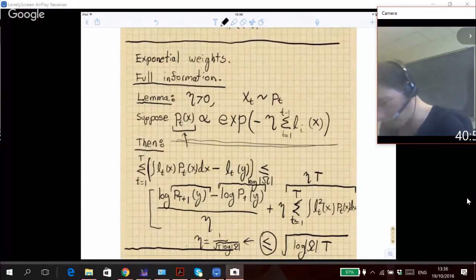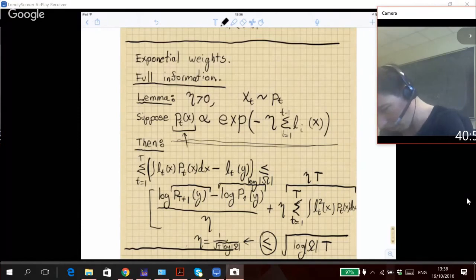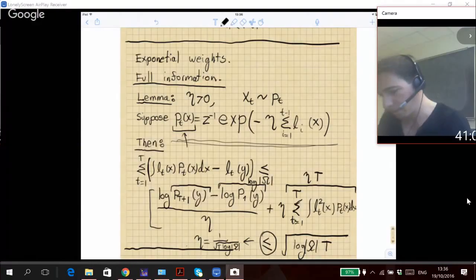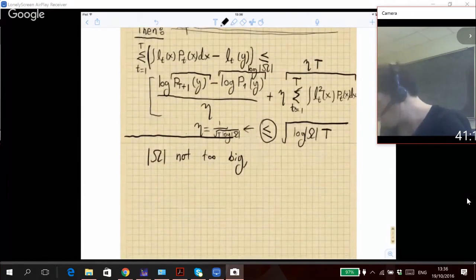Yeah. Sorry. So the definition of Pt, this notation refers to, Pt is equal to this up to some normalizing constant. Yeah, sorry about that. Okay. Good. So the proof is basically one line.